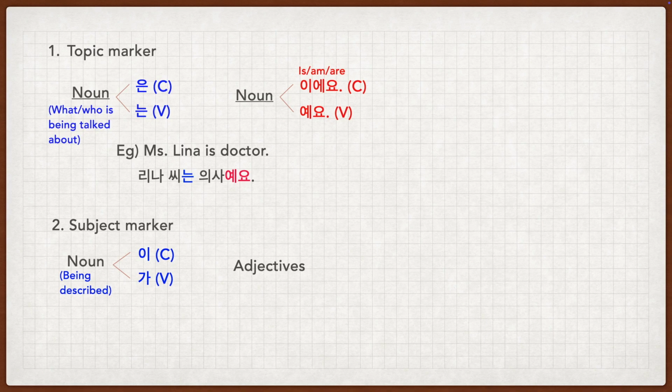Also, let's practice. Korean food is delicious. Korean food, we can say 한국 음식. And is delicious, 맛있어요. And 맛있어요 is a describing word, which is an adjective. And for the described 한국 음식, we attach 이. 한국 음식이 맛있어요. 한국 음식이 맛있어요.